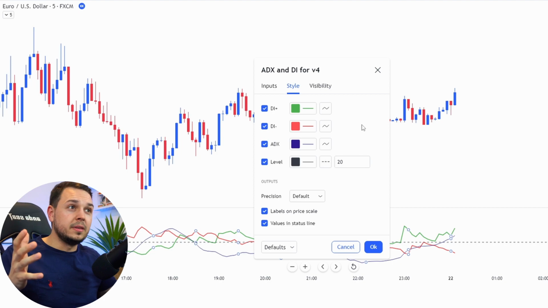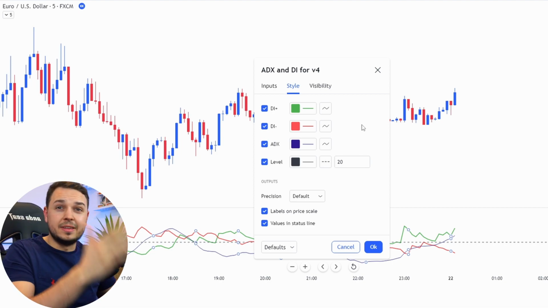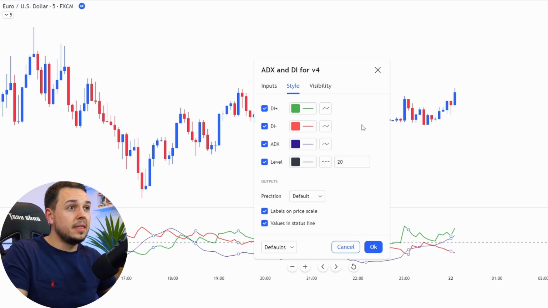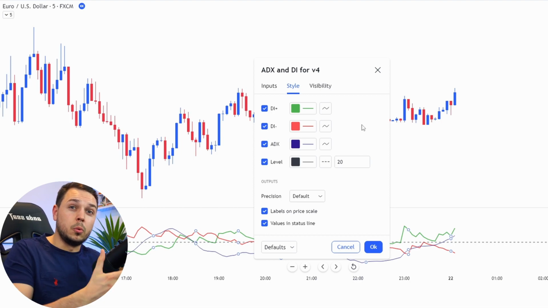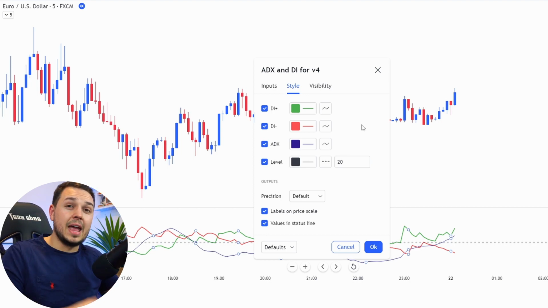For the sake of following this video, make sure you stylize the way I do it. So DI plus is green, DI minus is red, ADX is slightly purple, and the horizontal level is 20. Make sure you do all this and click OK.